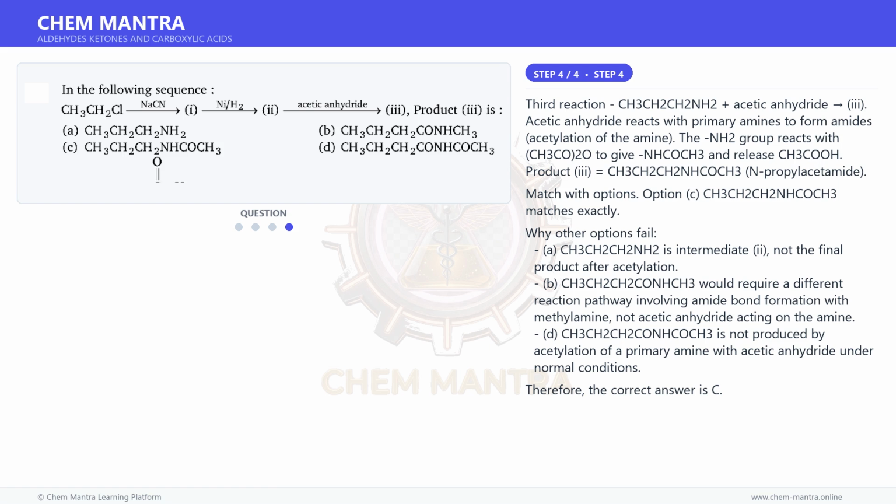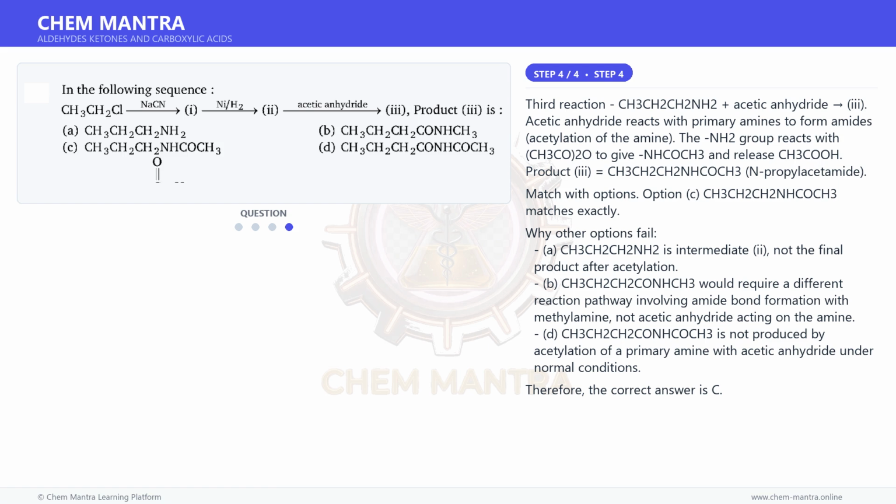Match with options. Option C, CH3CH2CH2NHCOCH3 matches exactly. Why do the other options fail? A, CH3CH2CH2NH2 is intermediate 2, not the final product after acetylation.